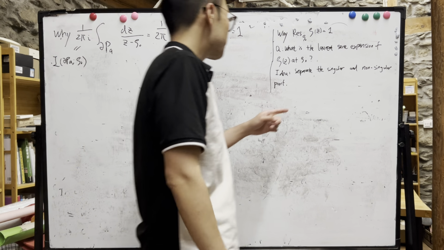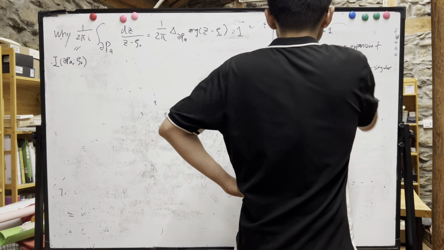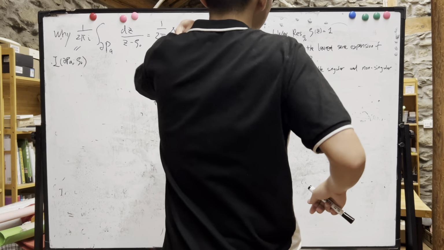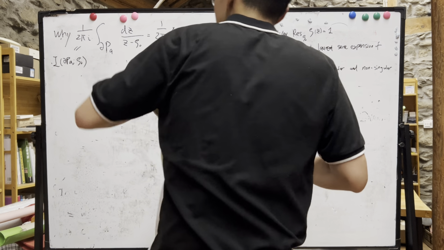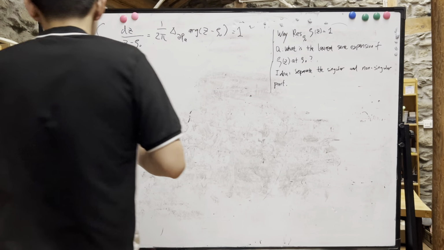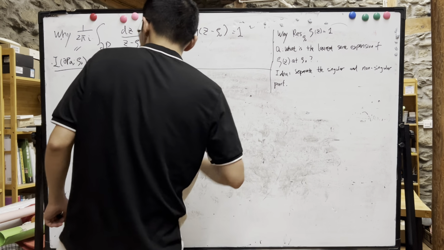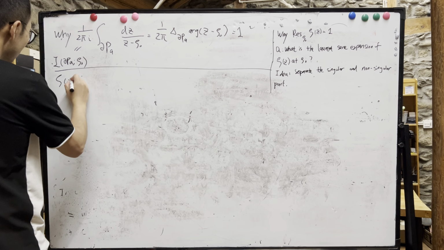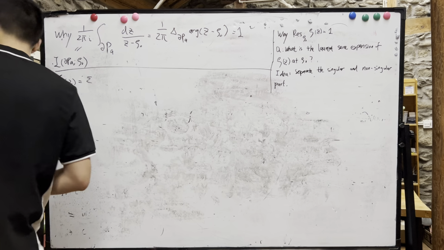So now we shall continue to study the residue theorem. Why is the residue of this zeta z at zeta naught equal to 1? Let's start with the definition of this zeta z. Let's recall the sum for this zeta z.